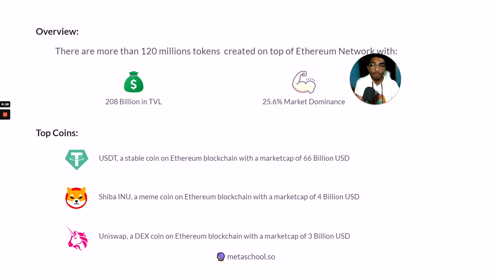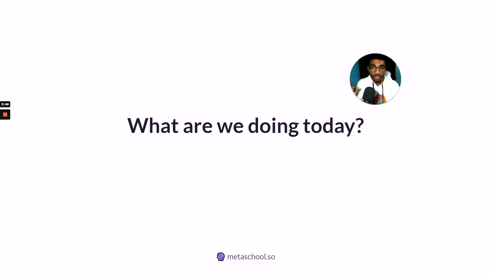So now let's talk about the top coins. Here comes USDT. USDT is a stablecoin on the Ethereum blockchain with a market cap of 66 billion USD. It's huge, right? Now comes Shiba Inu. It's a community-driven meme coin on the Ethereum blockchain with a market cap of 4 billion USD. Now we have Uniswap. It's a DEX, or decentralized exchange coin, on the Ethereum blockchain with a market cap of 3 billion USD.